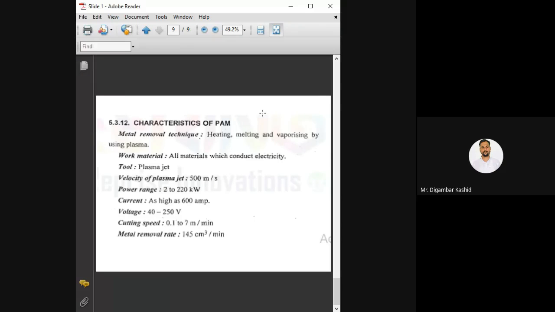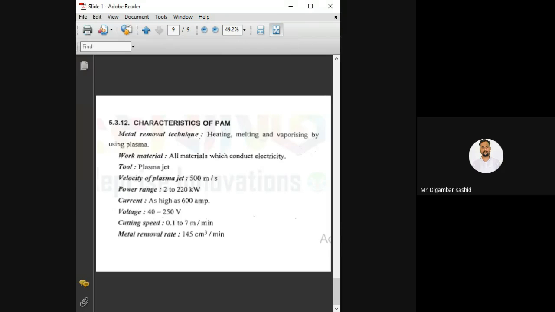So these are the characteristics. Here I have explained all the points related to our plasma arc machining. Now we'll go for the next and last process, ion beam machining.